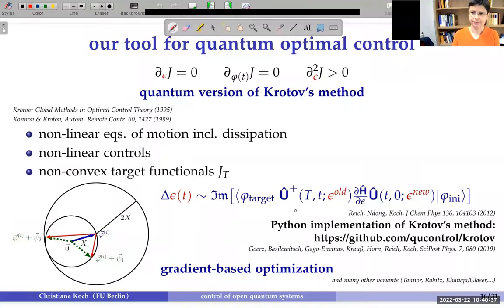Let me just do one more point of advertising. We've recently put out a Python implementation of Krotov's method, which is also what is used in the notebooks that we have prepared for your exercises. And this is interfaced with QuTiP. So if you're already familiar with QuTiP, then this is something that will be very easy for you to use, and you can download it from GitHub and play with it. And we've also provided a couple of worked examples that cover basic problems from the control of both closed and open quantum systems, mainly with applications in quantum information.